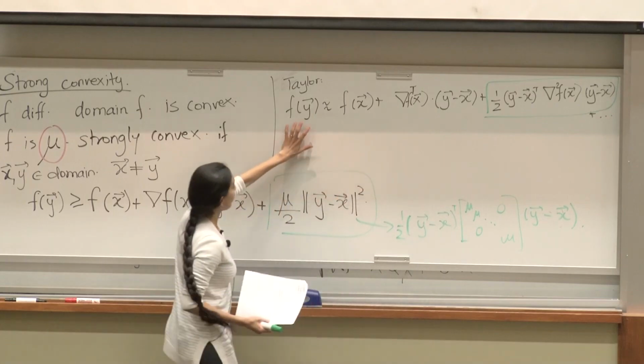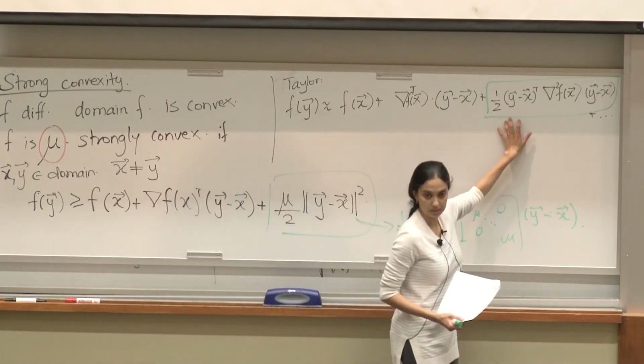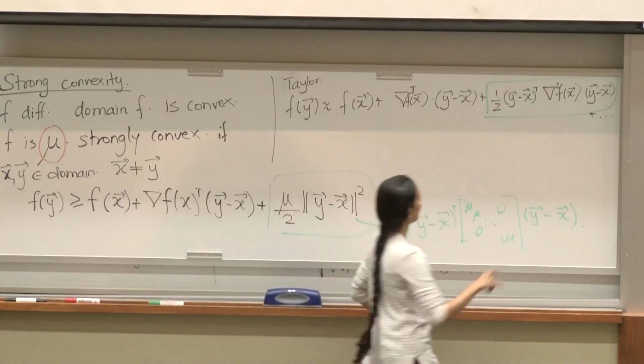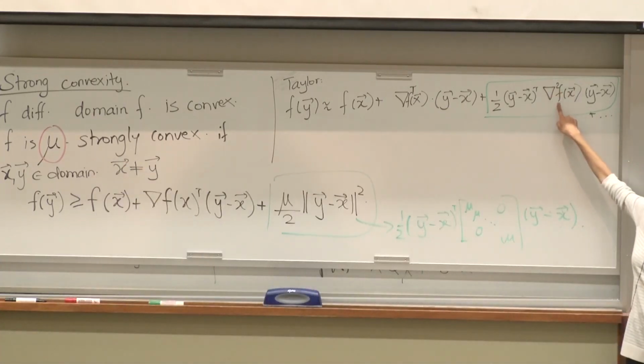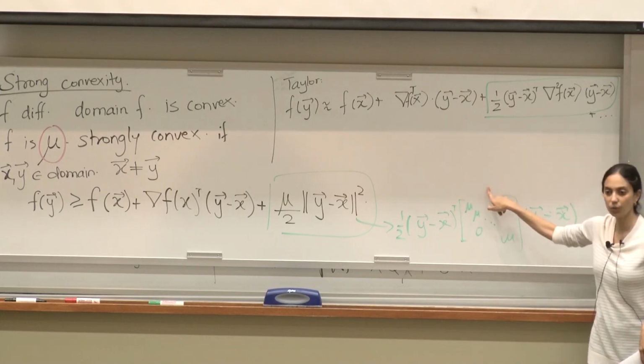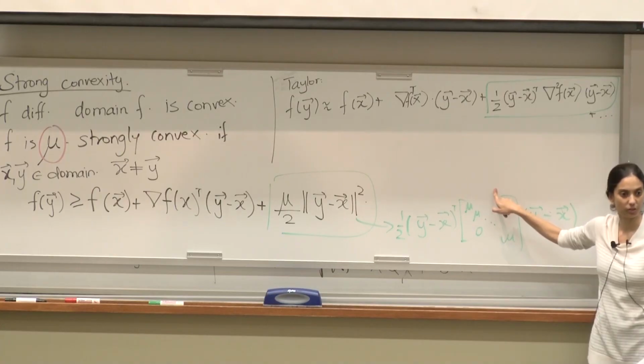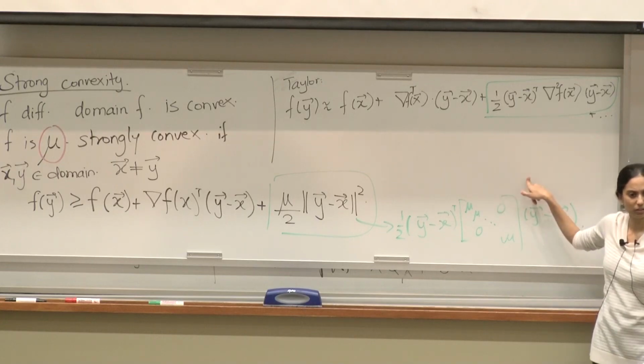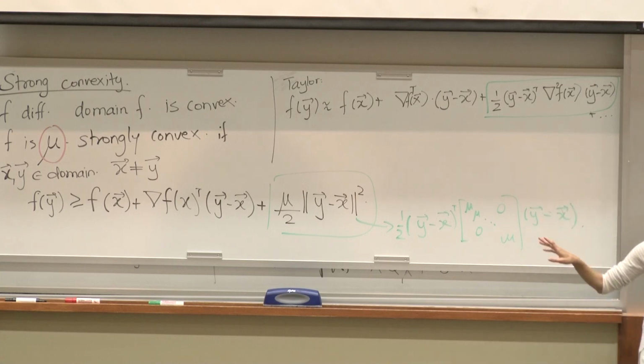So now if f of y is approximately this, basically what we're saying is that we want to have the Hessian be greater than or equal to mu times the identity matrix. Do you see this comparison of what's happening here? I'm going to pause and take a question.